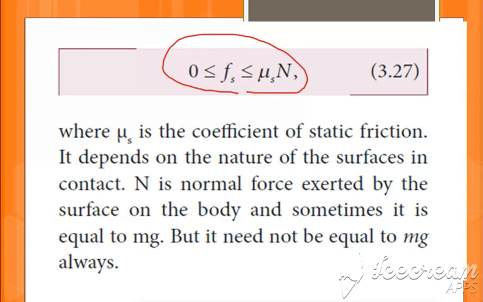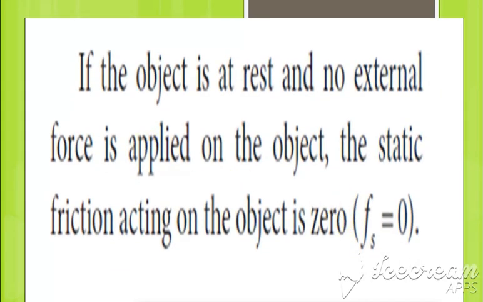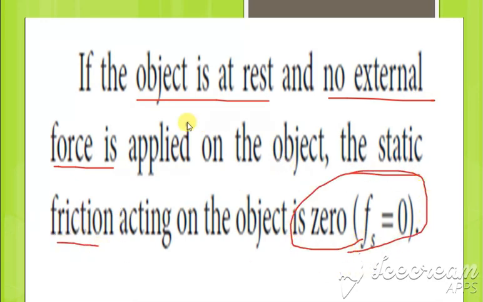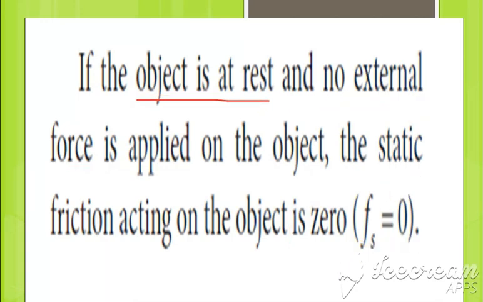Static friction, the condition is 0 less than or equal to f of s less than or equal to mu s of n. Okay, so next, we have three conditions here. The first condition is if the object is at rest. If the object is at rest, there is no external force, so what will the static friction be? It will be zero. So if the object is at rest, there is no external force and hence the static friction is zero.